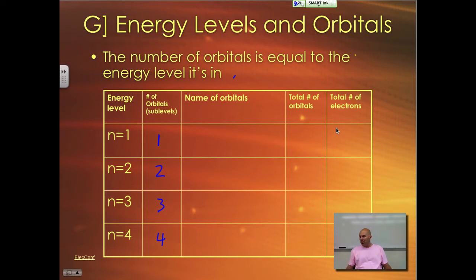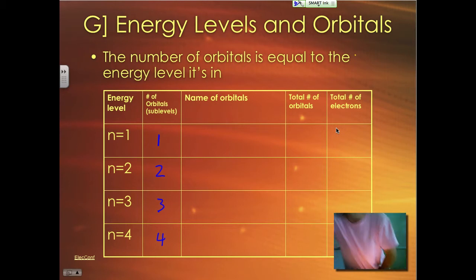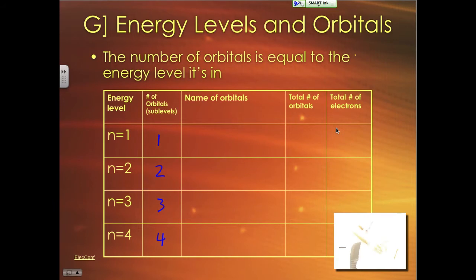Now, the name of those orbitals. What's the simplest orbital? I don't know why my lights went off. I'm moving around quite a bit. The simplest orbital was the S, the spherical one. And so the only orbital that's going to be in that first energy level will be the S. In the second energy level, there are 2 orbitals. We have an S and a P.